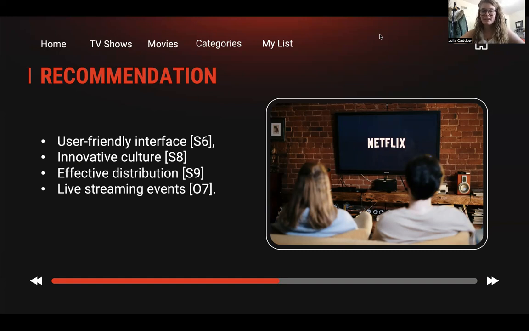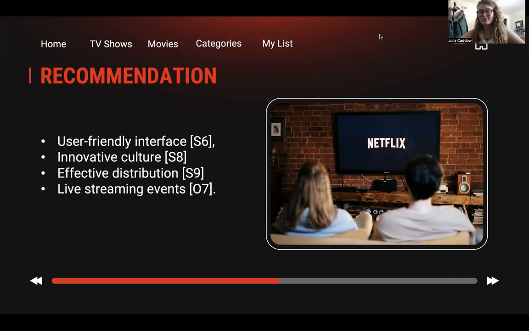Netflix has a very innovative culture, which is our next strength. They're willing to take chances, to try new things, and to be able to achieve something that someone hasn't achieved before. And finally, effective distribution. Netflix is extremely effective at distributing their content, whether original content, content from another source, or adding a live streaming platform. They would be able to effectively distribute this content to their viewers and customers. And finally, this does take advantage of one of the opportunities within the EFE matrix, including live streaming events.